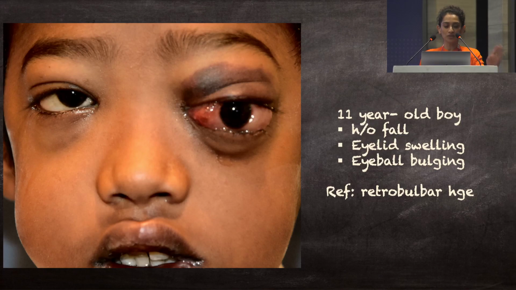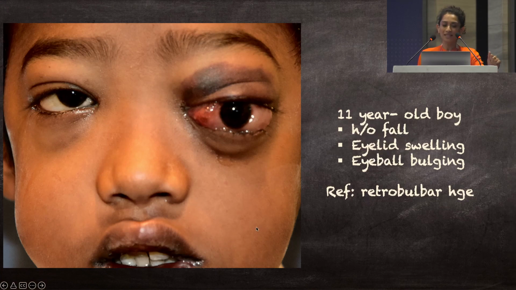11-year-old boy, history of fall, referred as a case of retrobulbar hemorrhage. In fact, to an orbital surgeon to probably drain the blood or something, and his vision is reduced. Well, it's not just the left eye. If you see here, there is a puffiness of the right eye as well, and he looks very frail and weak, and there is swelling over the maxilla as well.